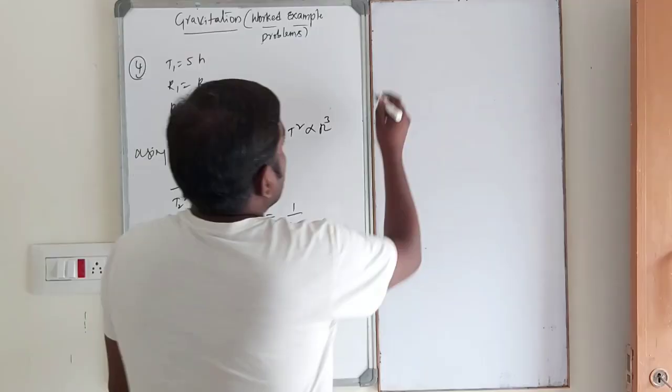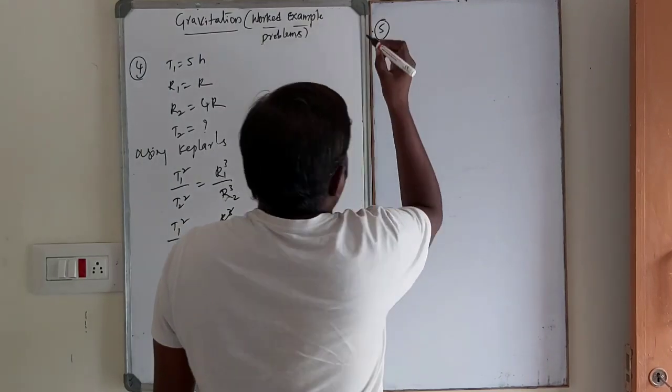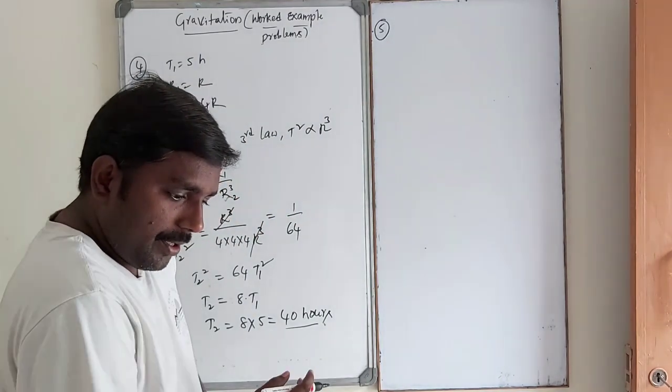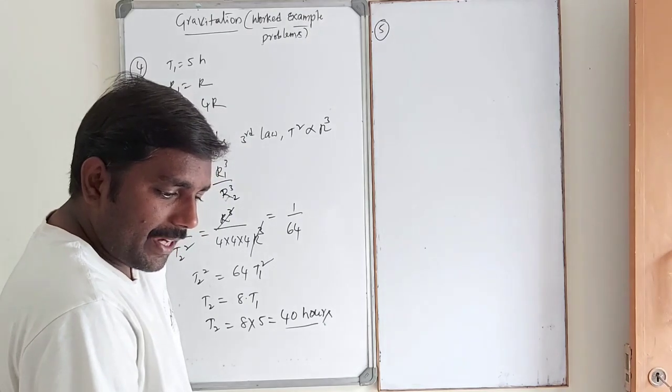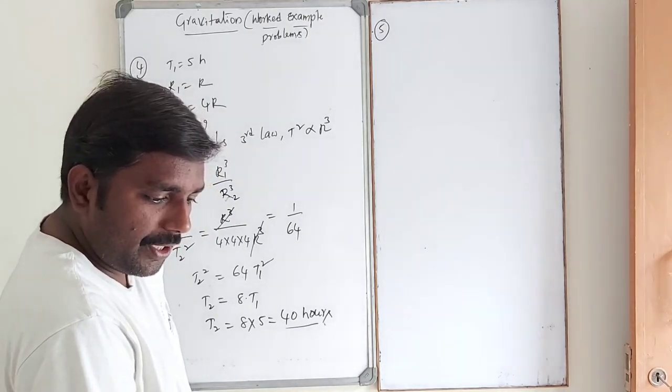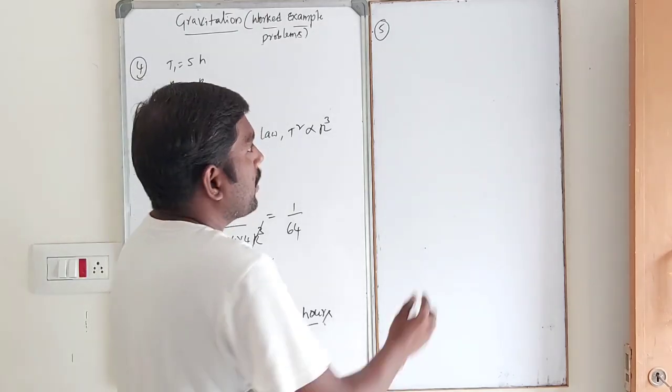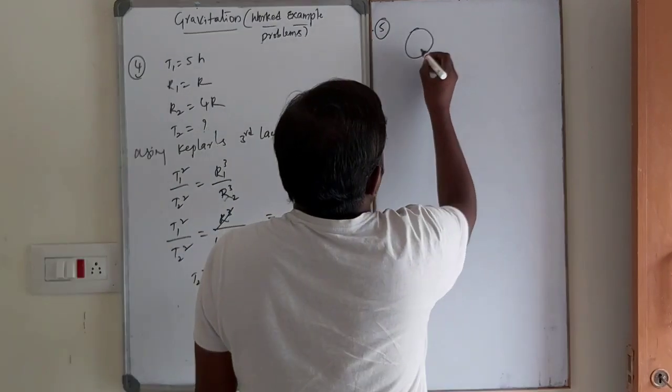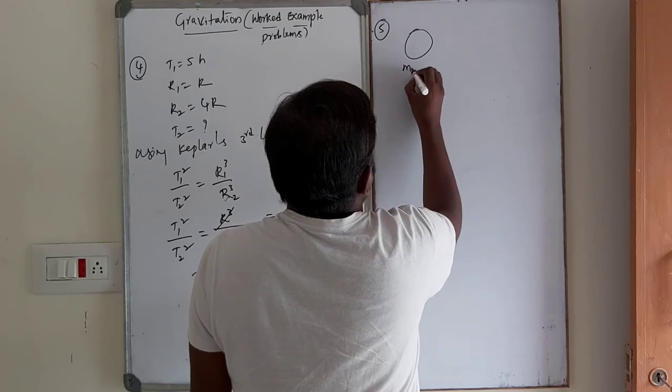Problem number 5. See, the force of attraction between two spheres of masses 40 kg and 15 kg is, see dear students, this is one sphere of mass equal to 40 kg.